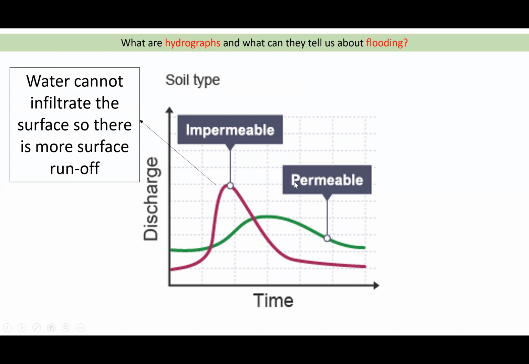Permeable surfaces do allow the water to infiltrate. So rather than it all rushing into the river channel, some of it will seep into the soil beneath it and hit the groundwater flow. This will mean that the water will take much longer to reach the river channel, so the lag time is much longer and the peak discharge is much lower.